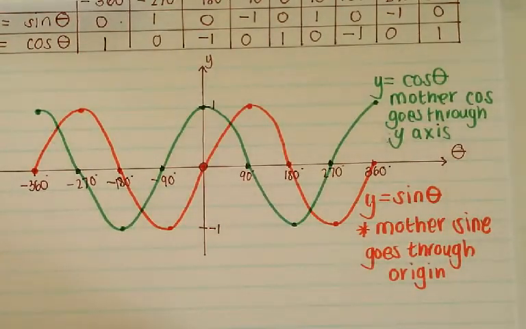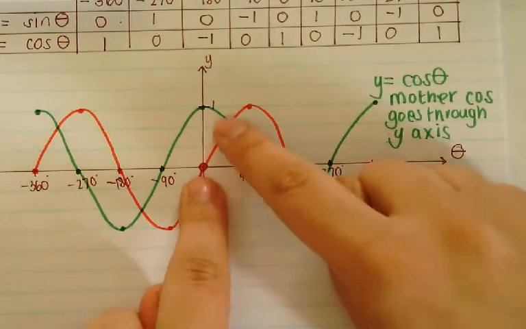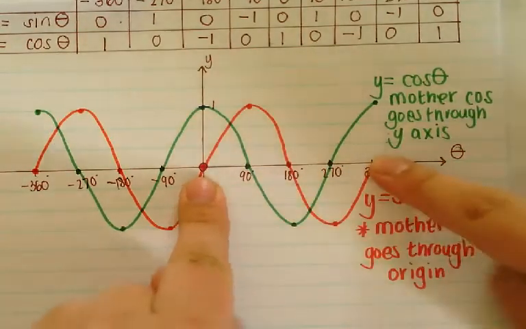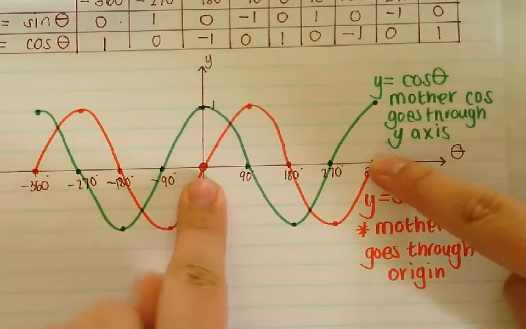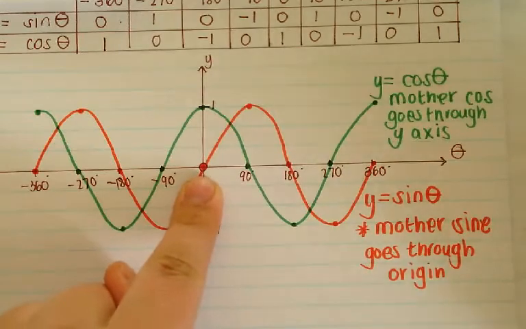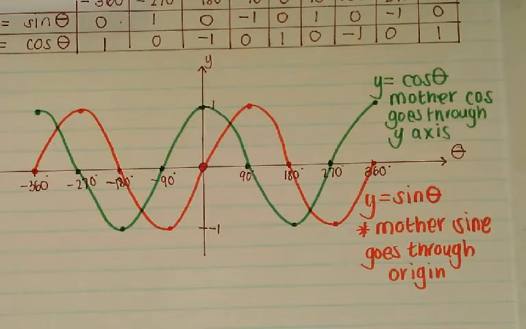I can also look, when does the graph start repeating? So if I'm starting at 0, nothing is the same yet. As soon as I get to 360, I'm going to start repeating, aren't I? It's going to be the same kind of pattern. We call that a period. So for the sine and cos mother graphs, it repeats every 360 degrees.